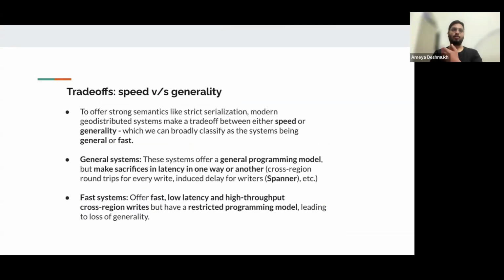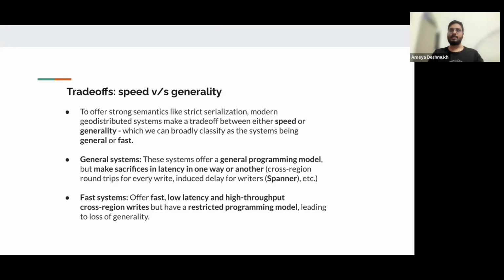To achieve this property, there are two trade-offs that modern geo-distributed systems make, either between speed or between generality. If the systems make a trade-off with speed, for example, they offer a general programming model, like normal SQL, where you can do almost whatever you want with the database, and the expressibility is pretty good as well. But what happens here is you make sacrifices in latency in one way or another.